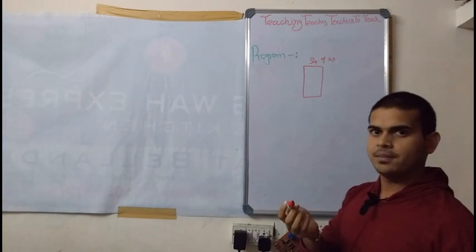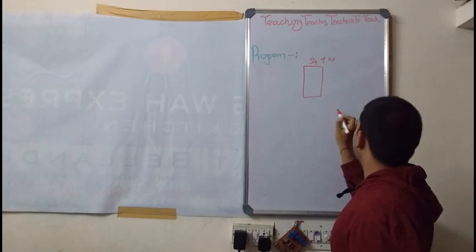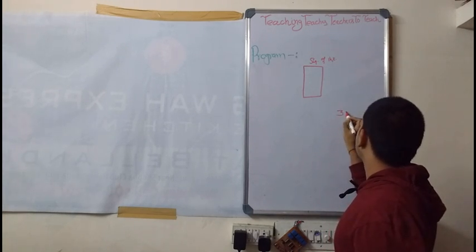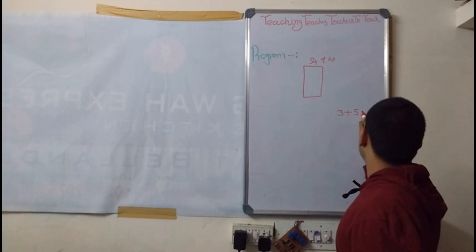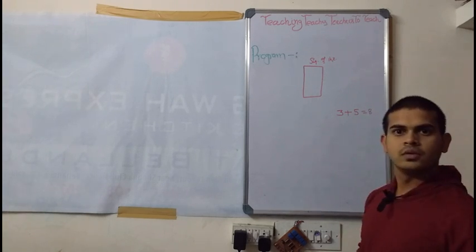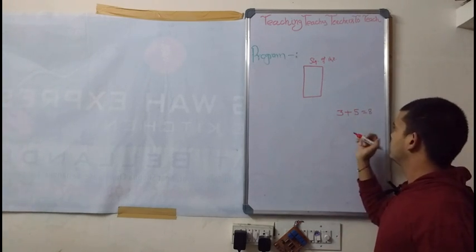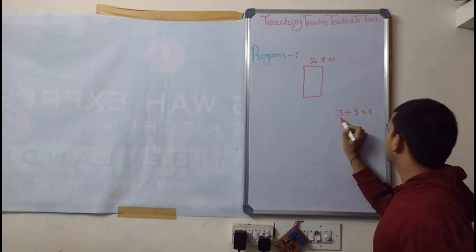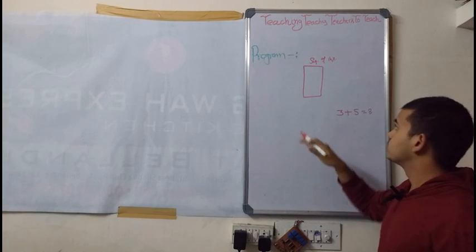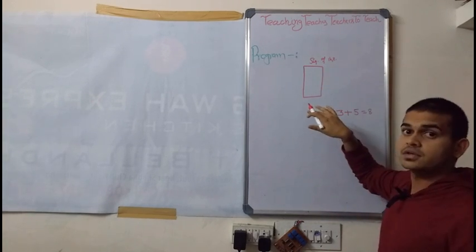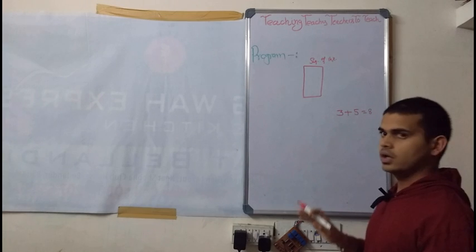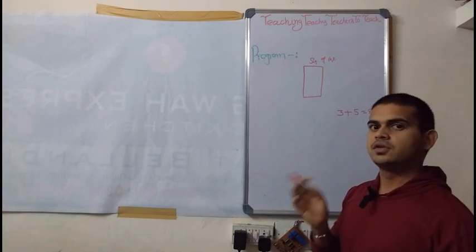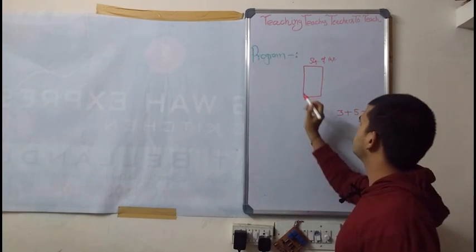I will take one example. Like we want to perform 3 plus 5 is equal to 8. This is mathematical. So here we are giving the complete instructions to the computer. That sequence of instructions is called a program. In a program there are three things we have to consider.